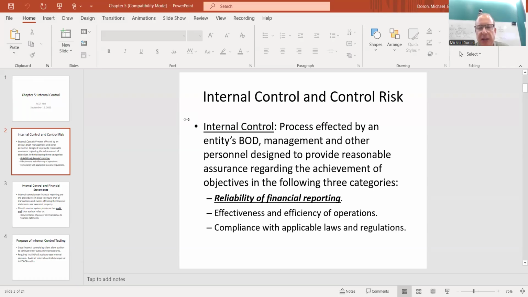It is a process effected by an entity's board of directors, management, and other personnel designed to provide reasonable assurance regarding the achievement of objectives in the following 3 categories: reliability of financial reporting, effectiveness and efficiency of operations, and compliance with laws and regulations. Okay, so that's a lot. A shorthand definition of internal controls: it's all the rules and procedures a business has in place to make sure the business operates properly.